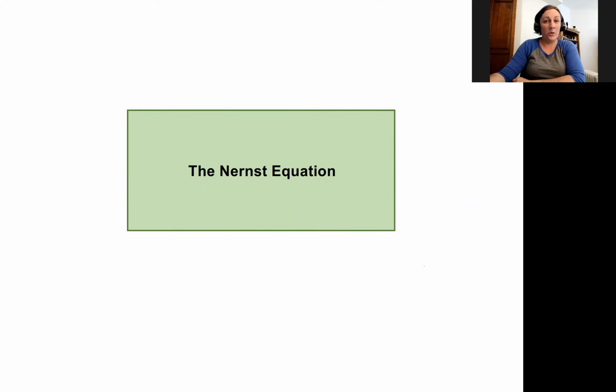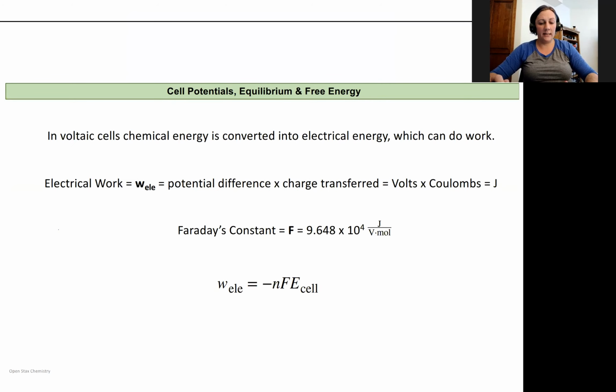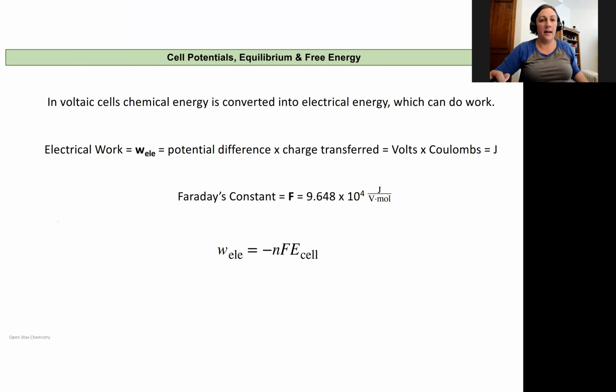In this lecture, we are going to derive Nernst's equation. This is going to be a helpful tool in determining cell potentials when we're at non-standard conditions, like when we're not at 1 molar concentration for our electrolyte. So let's start by connecting free energy and equilibrium and cell potentials all together.